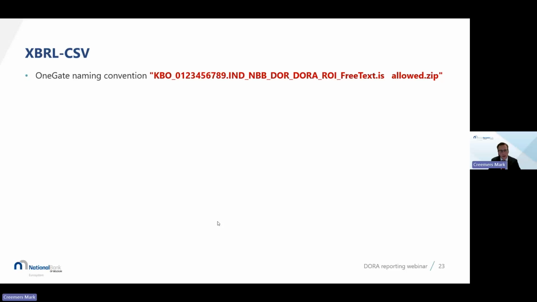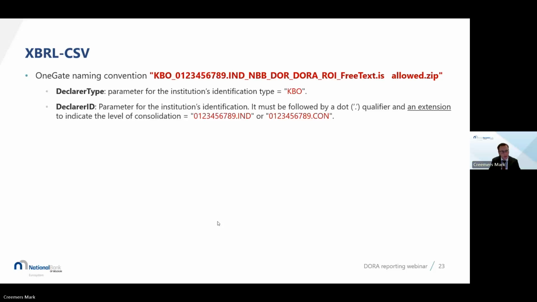So what you need to do is to provide us with this name, and I will go through the different parameters that are integrated within the name. First of all, the information is already known in the OneGate envelope in case you do XBRL XML reporting, but it's not available within XBRL CSV. So we ask you to provide it within the name. It is first of all the declarer type, which is KBO, which is the company registration number. And then, of course, the declarer ID, the 10 characters of the company registration number, followed by an extension.